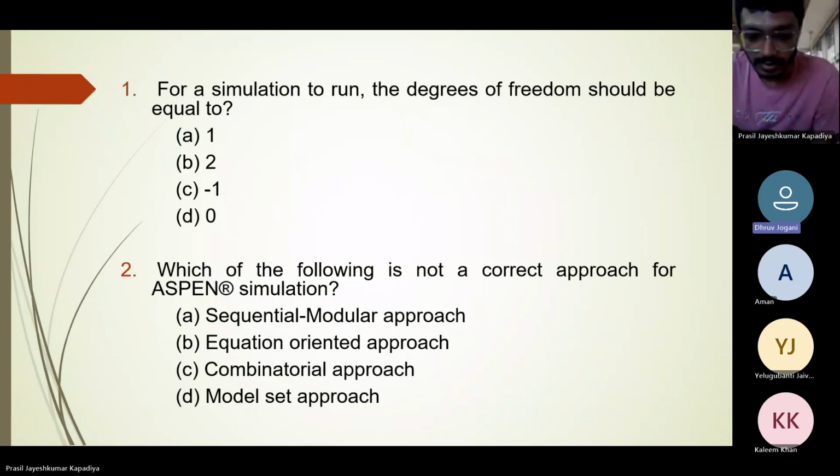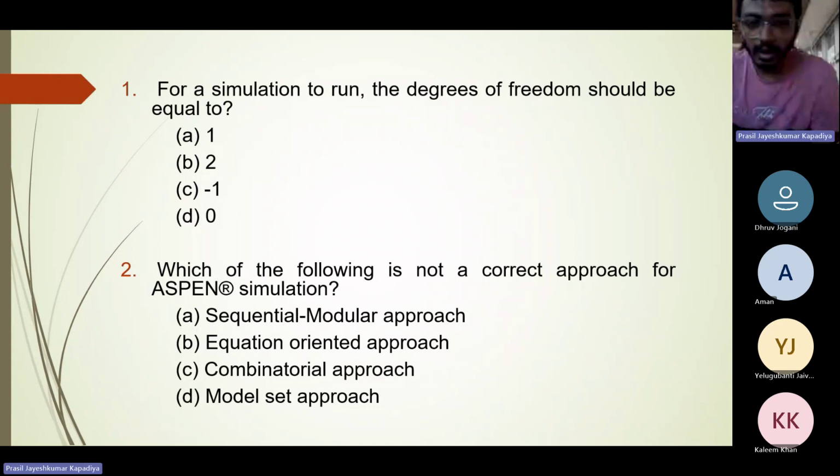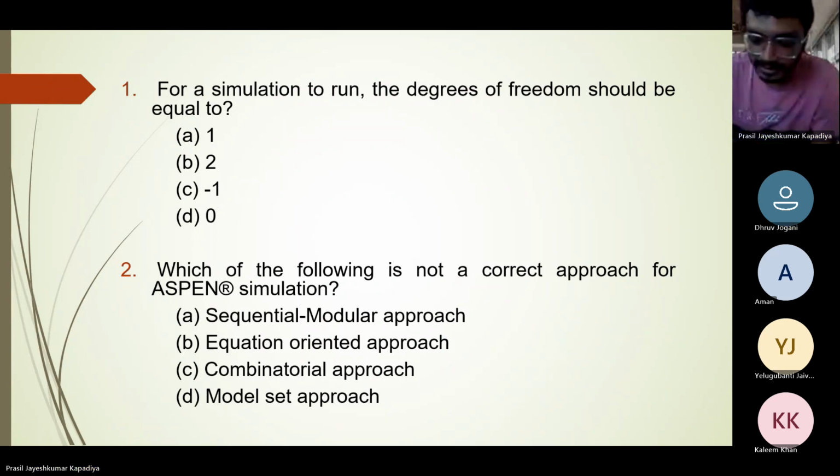The answer is the model set approach. What is the sequential modular approach? Basically, Aspen has to follow a particular simulation order. We have to follow a particular order of operation, and if that order of operation is not perfectly calculated, then the answer will not be correct. It will simulate in a particular sequence, it is basically steady state, and it will give a steady state solution.